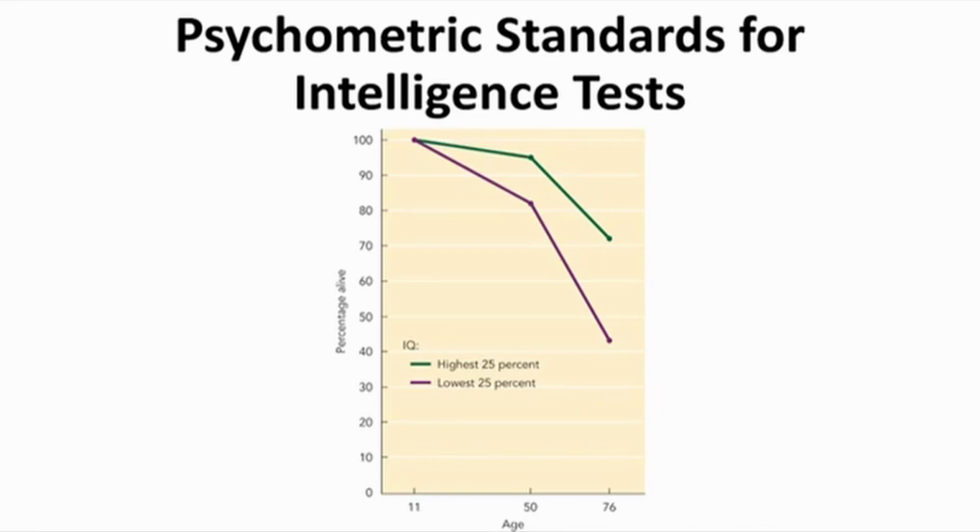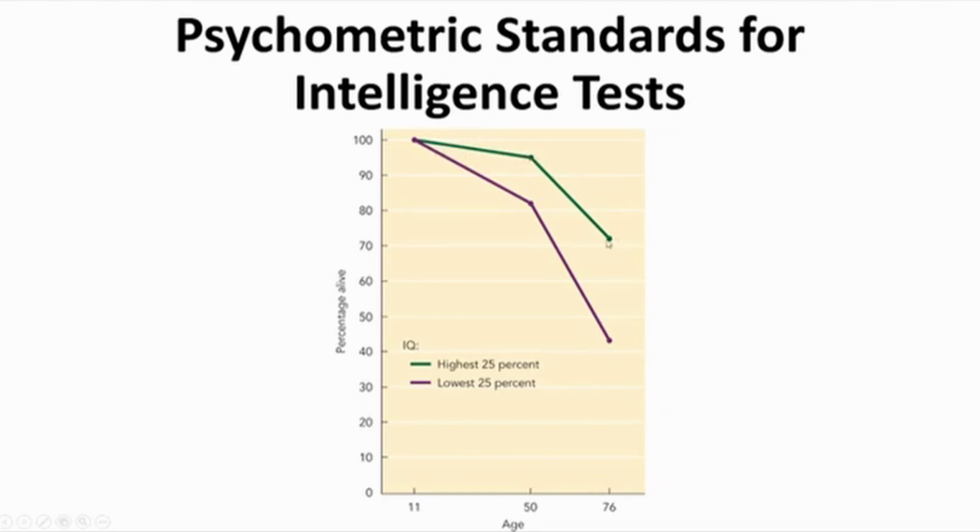And intelligence can predict other things, where people with higher intelligence seem to show a better recovery from brain injuries, and even go so far as to what's on the screen here, where it shows a correlation with lifespan. So if we look at this graph here, we have age across the bottom, and percentage alive. So this is a survivability type curve. We have our purple line here, and that's people in the lowest 25% in terms of IQ, versus our green curve, which is people in the highest 25% for IQ.